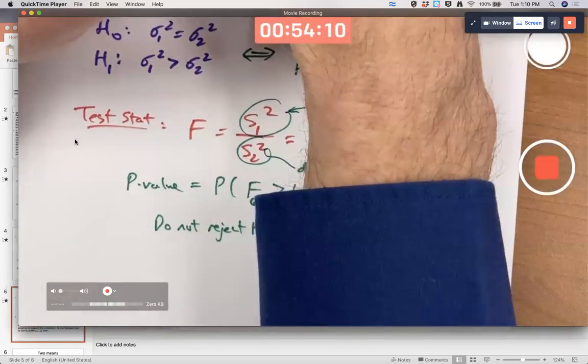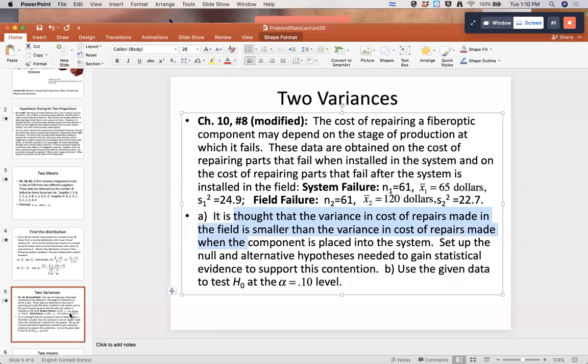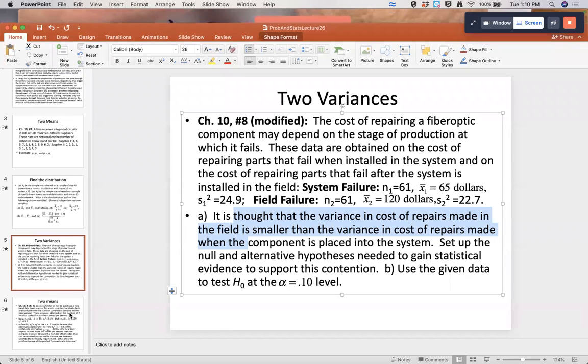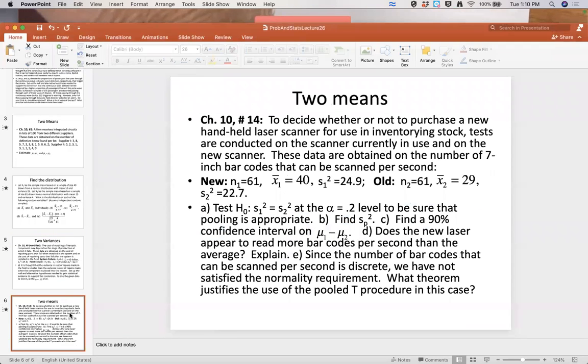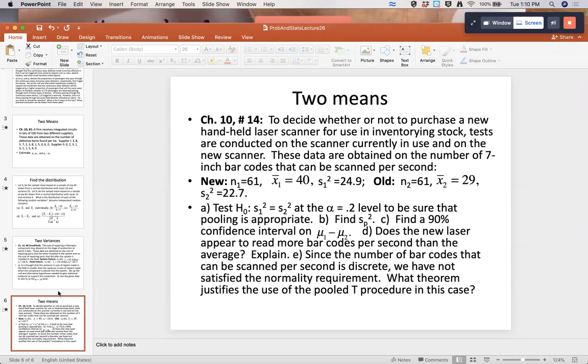But what we're really interested in is comparing means. So back to a problem about two means. And this involves pretty similar numbers as the last problem.